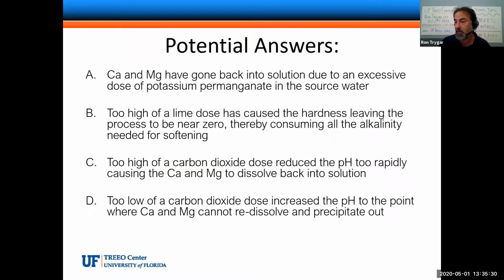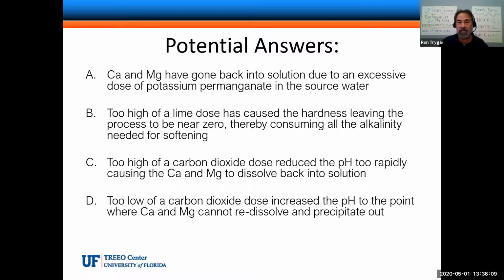So here are the potential answers. Here's 4 potential choices. A, calcium and magnesium have gone back into solution due to an excessive dose of potassium permanganate in the source water. B, too high of a lime dose has caused the hardness leaving the process to be near 0, thereby consuming all the alkalinity needed for softening. Letter C says, too high of a carbon dioxide dose reduced the pH too rapidly, causing the calcium and magnesium to dissolve back into solution. Letter D says, too low of a carbon dioxide dose increased the pH to the point where calcium and magnesium cannot redissolve and precipitate out.